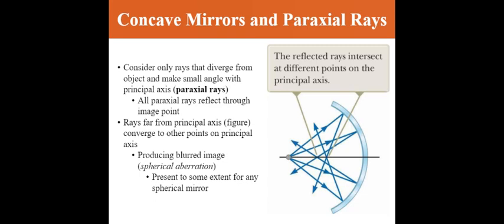And that's just due to the fact that some light rays are incident far from the principal axis. They're hitting the edges of the mirror. So this effect is known as spherical aberration, and it's a realistic effect that all mirrors have to some extent.